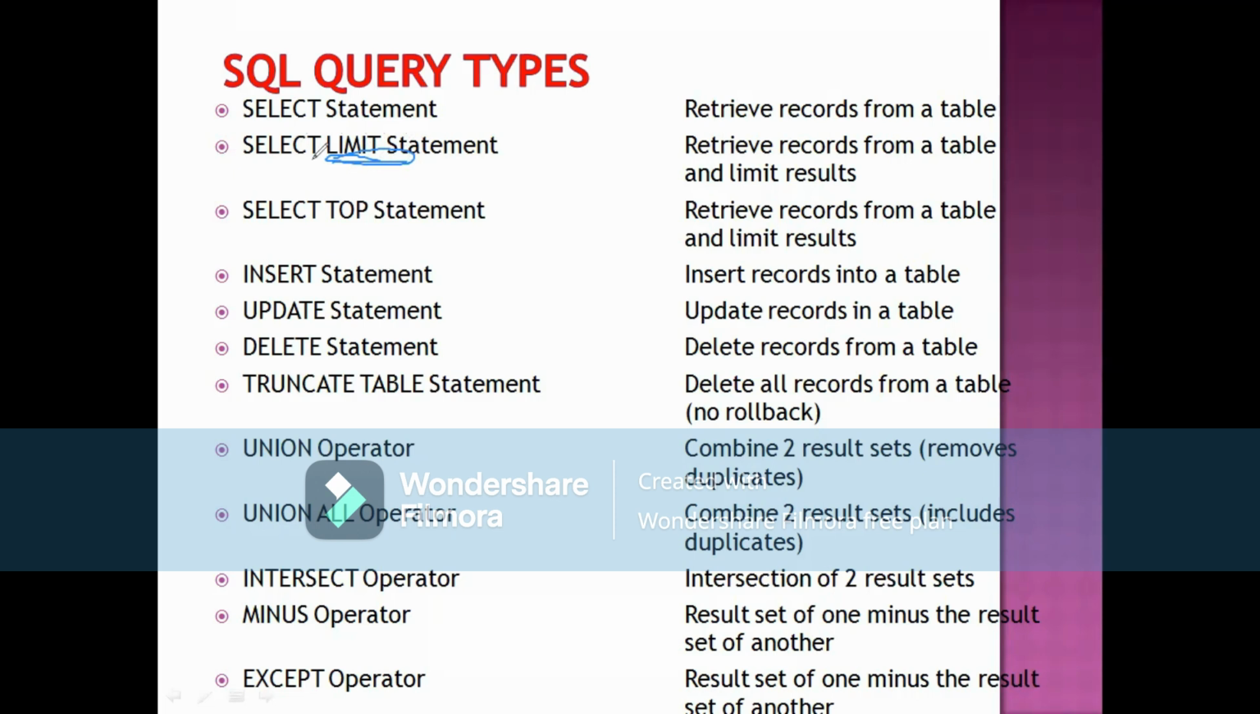And the next one is the select top statement. By using the select top statement, we can select the records for the top five rows. If we need only 5 records, select top 5 gives the top 5, or select top 100 gives the top 100, like that. Then we get the data.